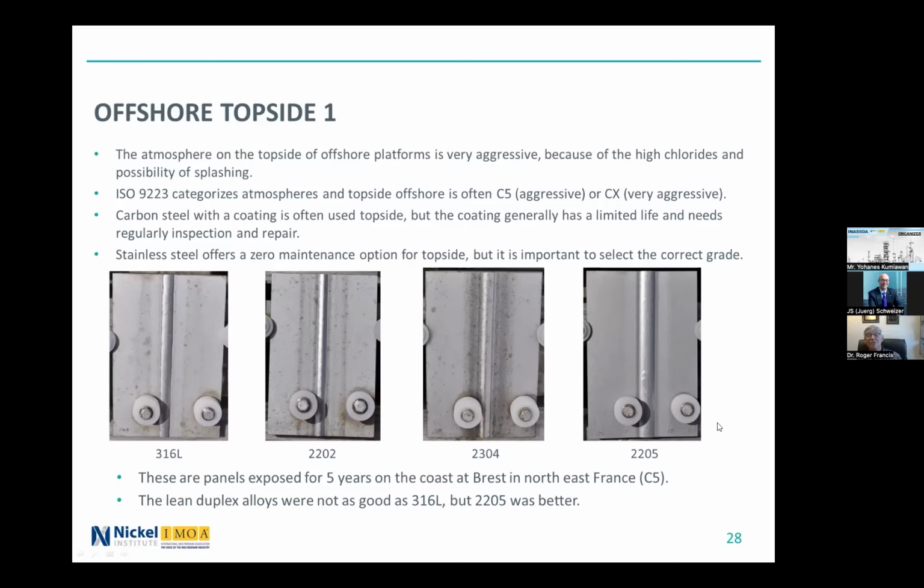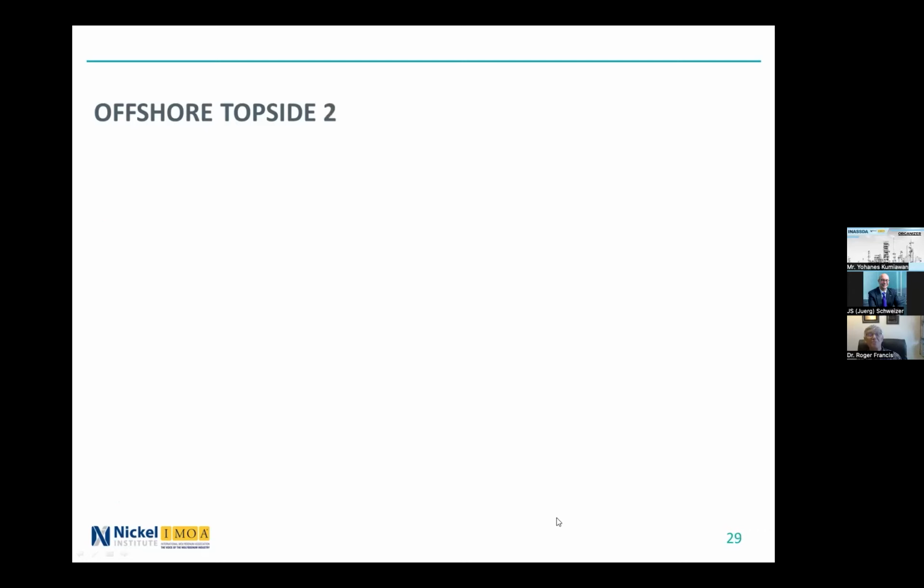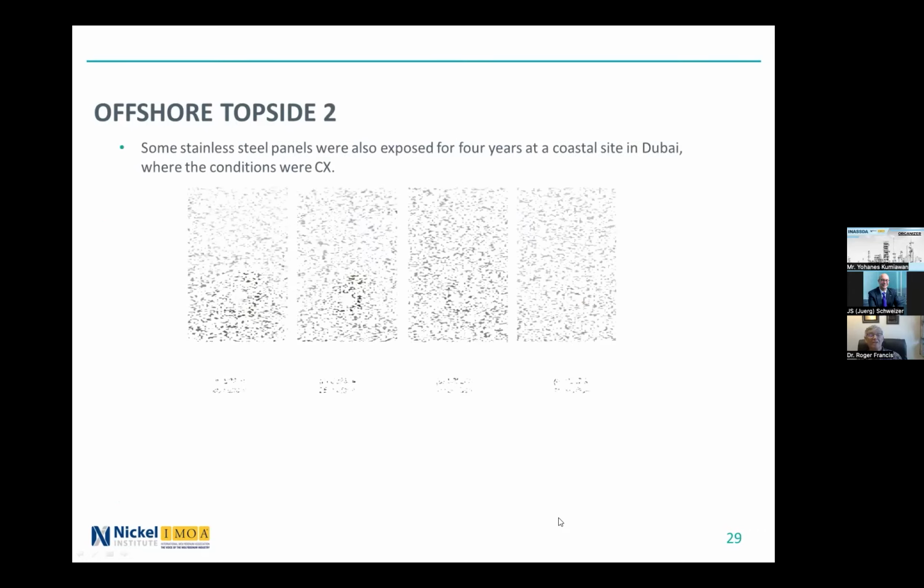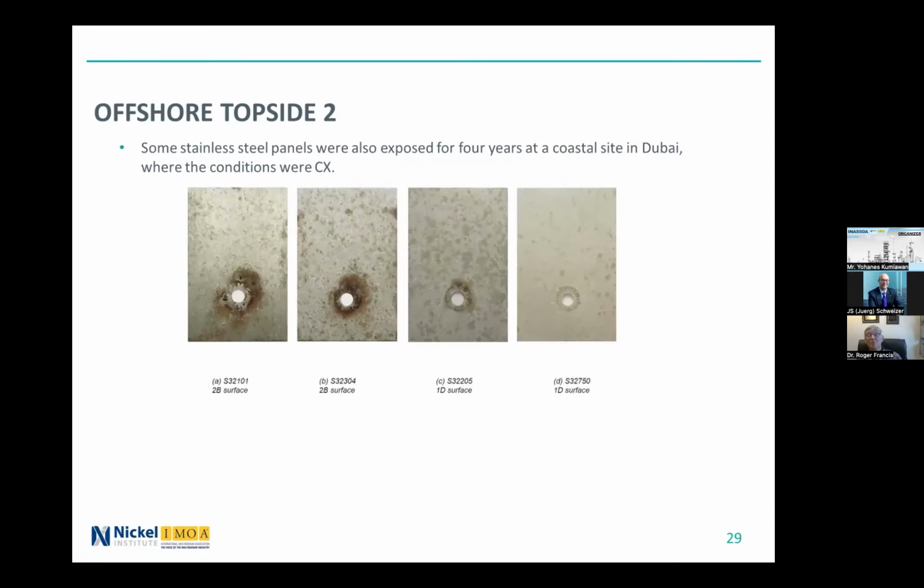So in this sort of C5, 316L is passable. If you don't want any corrosion whatsoever for any reason, then 2205 is a better choice. Now, some stainless steel panels were also exposed for 4 years at a coastal site in Dubai, where the conditions were CX. And this is very close to the sea, very aggressive.